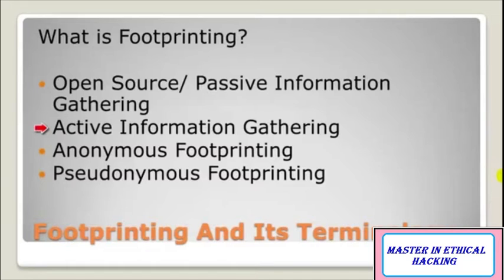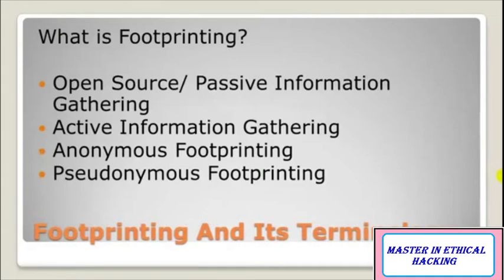After that, we have active information gathering. In this process, attackers mainly focus on the employees of the target organization. Attackers try to extract information from the employees by conducting social engineering through site visits, interviews, questionnaires, or something similar. After that, we have anonymous footprinting.